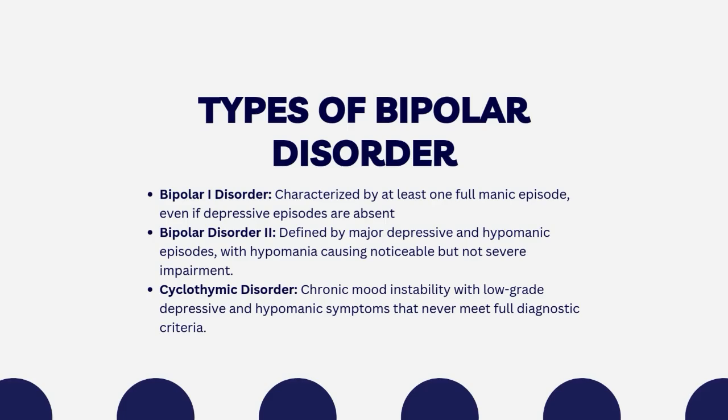Bipolar II is defined by at least one major depressive episode and one hypomanic episode. Hypomania doesn't cause significant impairment, but it still represents a noticeable change. So, a client might describe feeling on top of the world during a hypomanic episode, starting projects, socializing, and thriving, followed by a crash into deep depression. This would be bipolar II.